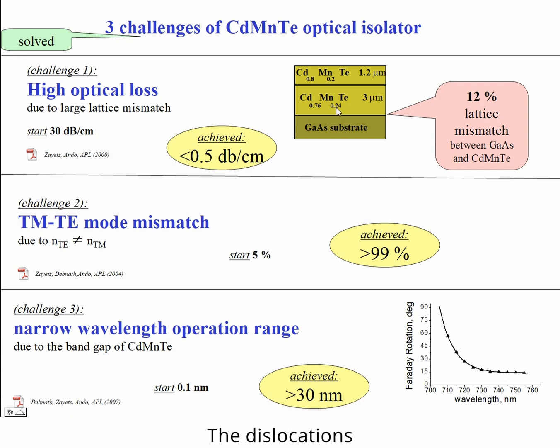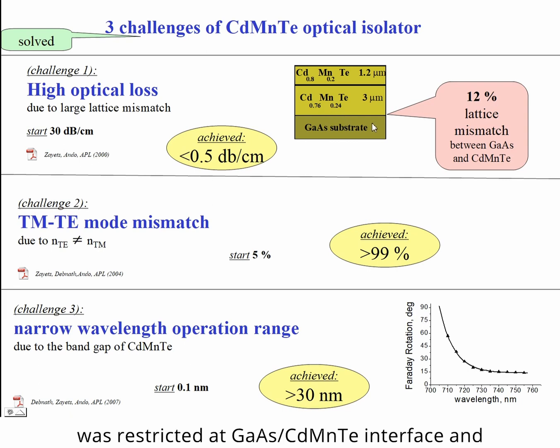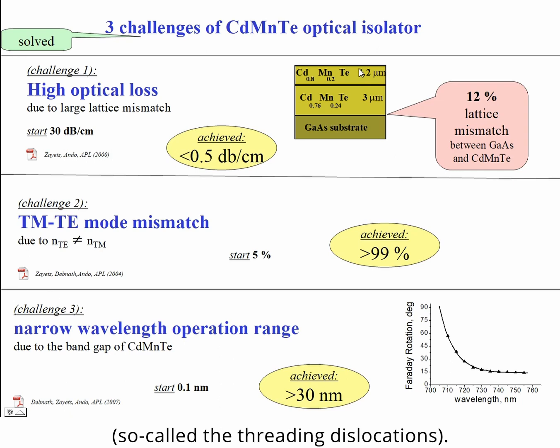The dislocations, so-called misfit dislocations, were restricted at the gallium arsenide and cadmium manganese telluride interface, and there were no dislocations which penetrate the waveguide core, so-called threading dislocations. As a result, the waveguide became fully transparent with negligible loss.